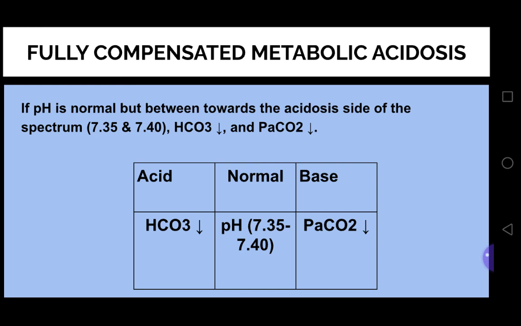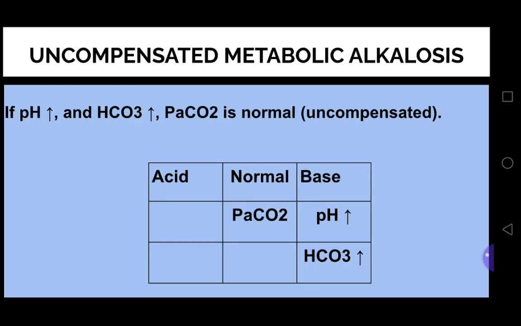Up till now, you understand that if pH is within normal range, we have to look whether its tendency is towards the acidic side of the spectrum or the alkaline side of the spectrum, and then we have to see metabolic and respiratory components, whether they are normal or deranged. In this slide, you can see an uncompensated metabolic alkalosis. You can see that pH is above normal, bicarbonates are above normal. So this is metabolic alkalosis. And respiratory component, which is PaCO2, is still normal and has not moved up or down to compensate.